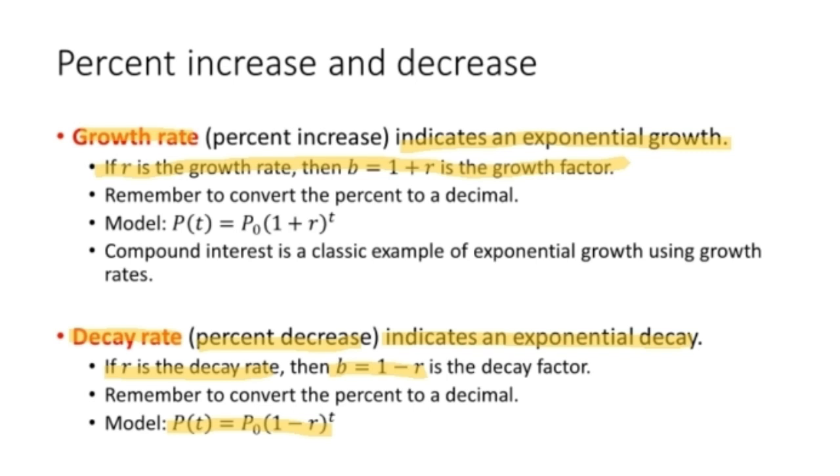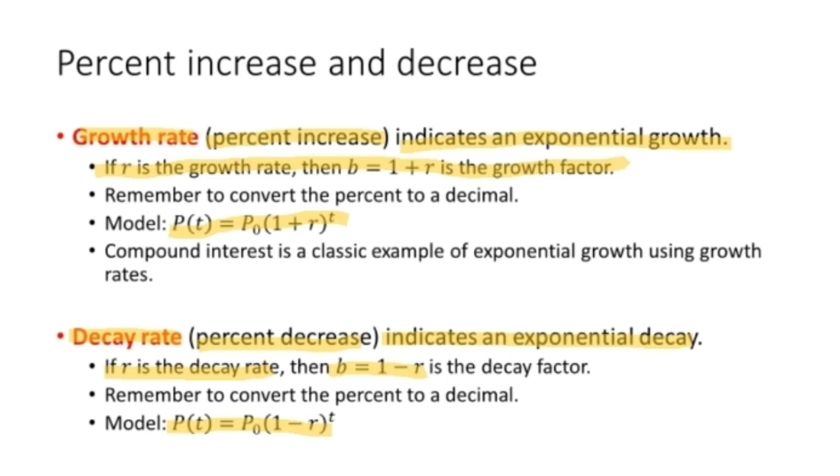1 plus R would represent the amount of that substance we're starting with plus the fraction we're gaining. Remember, if we are given a percentage, which would be indicated by a percent increase, remember to convert that percentage to a decimal. Using the fact that B equals 1 plus R would be our growth factor, our model would be modified to P of t equals P sub 0 times 1 plus R to the t.